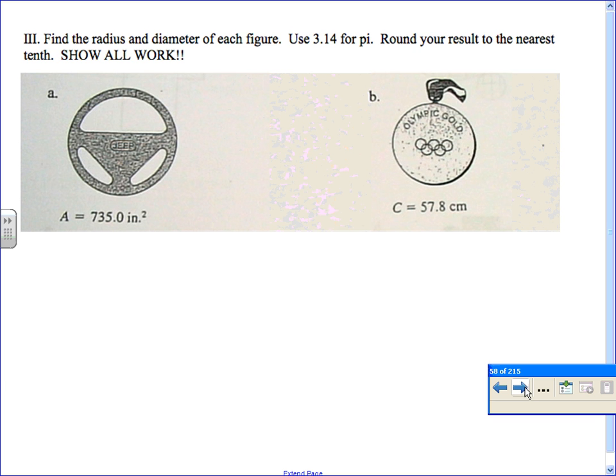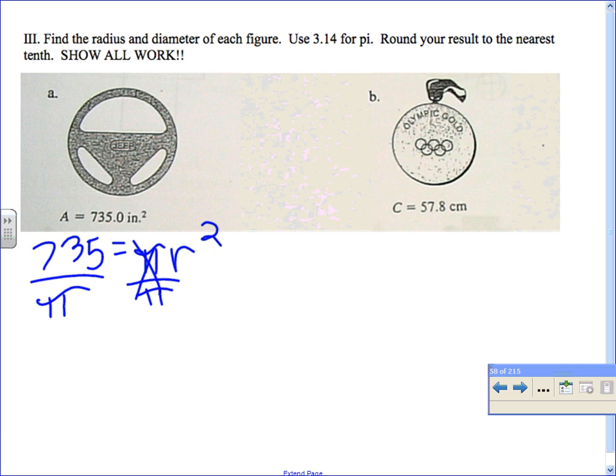So we have 735 equals pi r squared. Okay, we have to find r first. So Alyssa, what do we do next? Yep, so divide both sides by 3.14. After you divide by 3.14, what do you get? Justin, what did you get? Good. So 234.08. I'm going to keep it as that for now, because I'm not going to round until the very end. So that equals r squared.